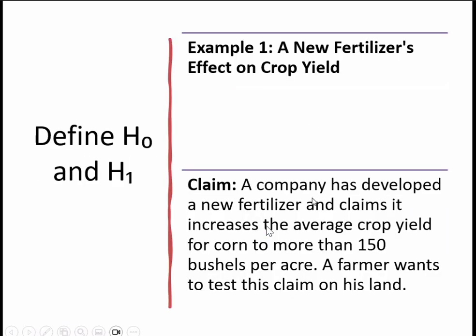So this is my first claim. A company has developed a new fertilizer and claims it increases the average crop yield for corn to more than 150 bushels per acre. A farmer wants to test this claim on his land. So what's our H1 and H0?